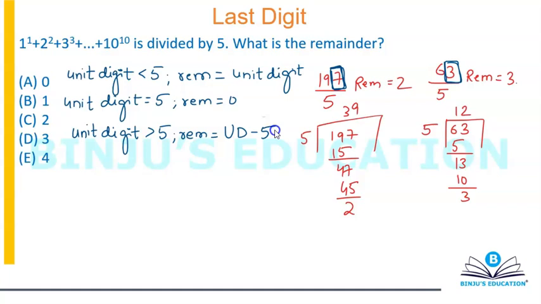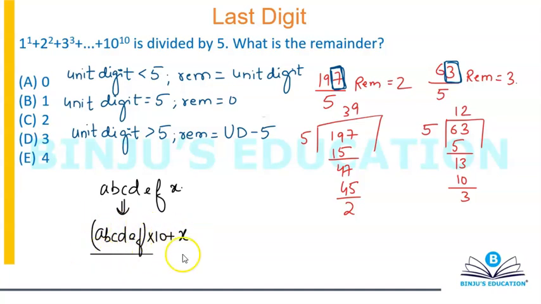This will always happen. Because if you have a number, let's suppose I have a number A, B, C, D, E, F, ending in X. So mathematically, I can rewrite this number as A, B, C, D, E, F multiplied by 10 plus X, divided by 5. Now, I'm only talking about A, B, C, D, E, F, not about X. This part is multiplied by 10, so it is a multiple of 10, and it has to be a multiple of 5.